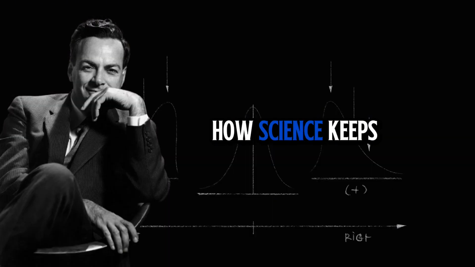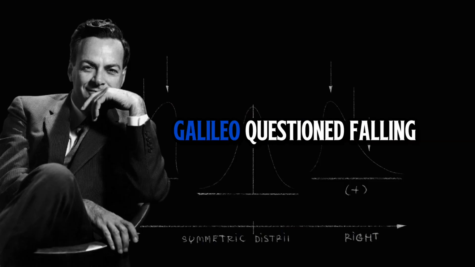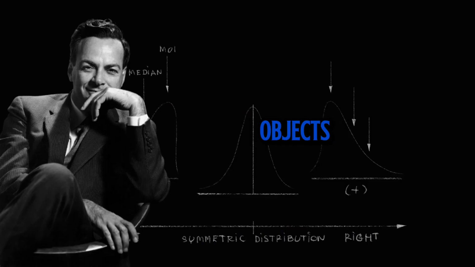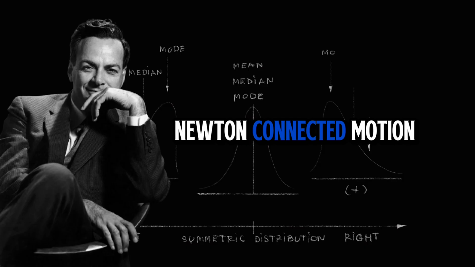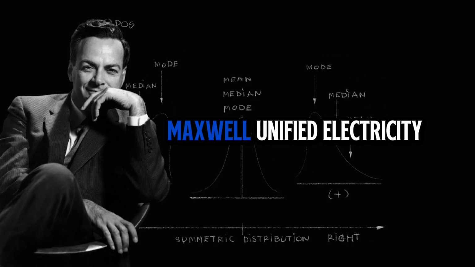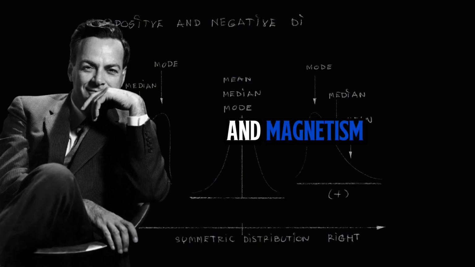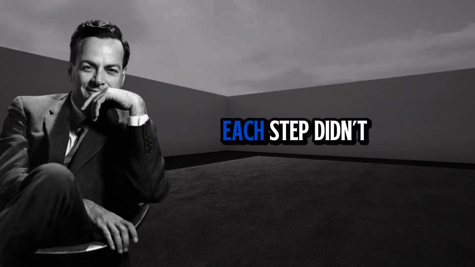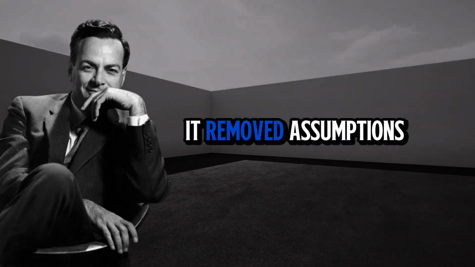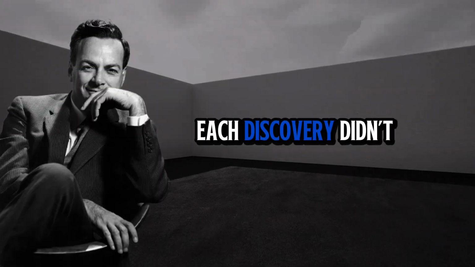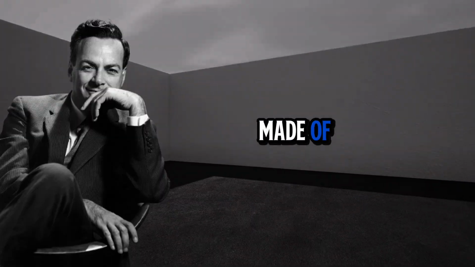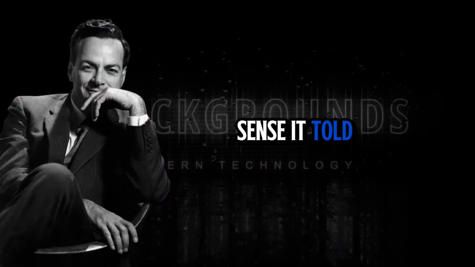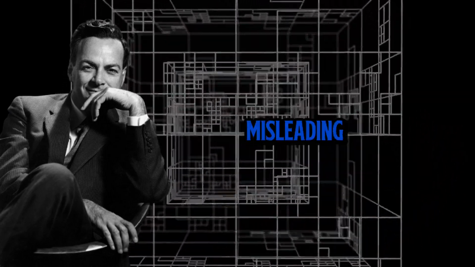And this is how science keeps moving forward. Galileo questioned falling objects. Newton connected motion and force. Maxwell unified electricity and magnetism. Quantum mechanics replaced particles with probabilities. Each step didn't add comfort, it removed assumptions. Each discovery didn't tell us what the world is made of in a familiar sense. It told us that the familiar sense was misleading.